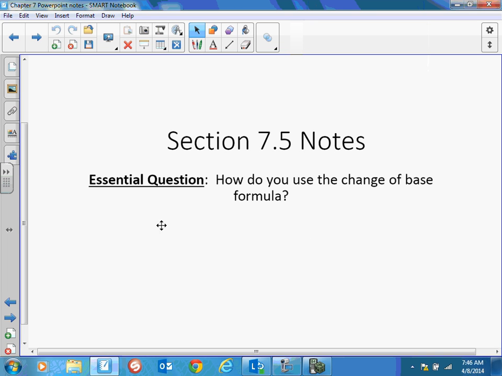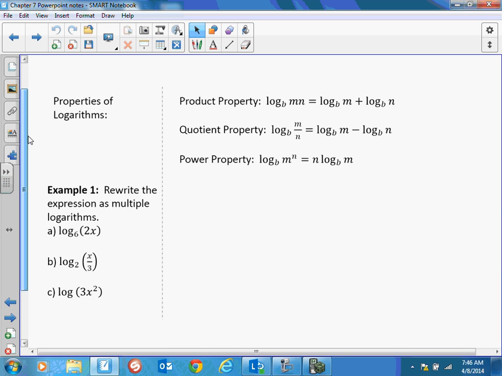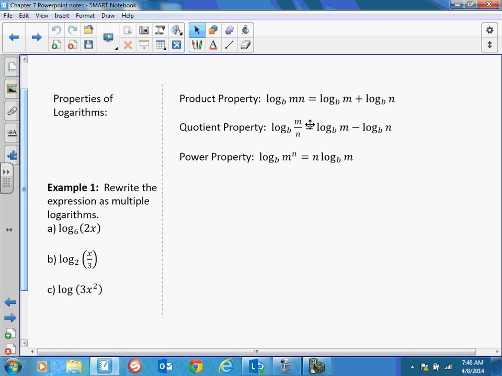All right, 7.5 notes. Essential question: how do you change the base of a formula? Properties of logarithms. Product property. These are just the same properties used for exponents.